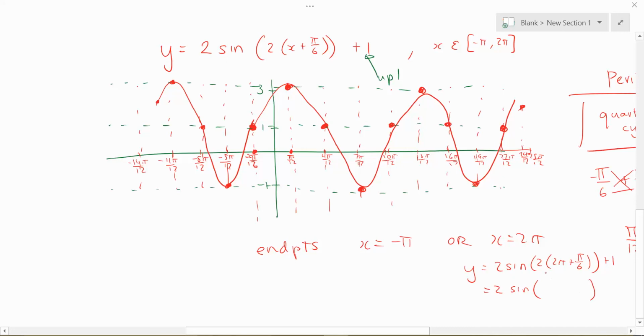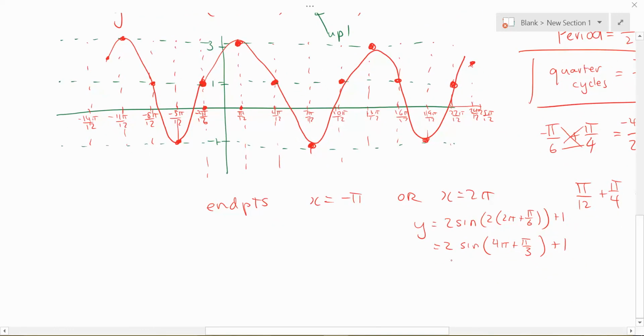Add 1. This makes it what? 4 pi plus pi on 3, plus 1. And you can now work out using your symmetry properties. 4 pi in a unit circle. Think about a unit circle. Why did you put pi on 3 for? Because 2 times 2 pi is 4 pi, and 2 times pi on 6 is pi on 3.